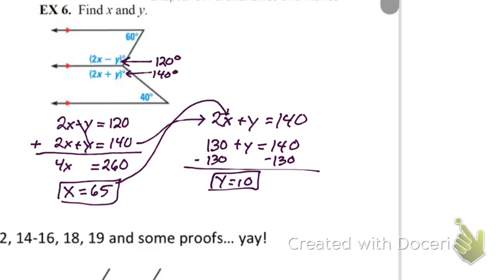Another way is like I put x plus 60 equals 2x plus y plus 40. Say that one more time. 2x minus y plus 60 equals, yep, that'll work too. Other questions on that?